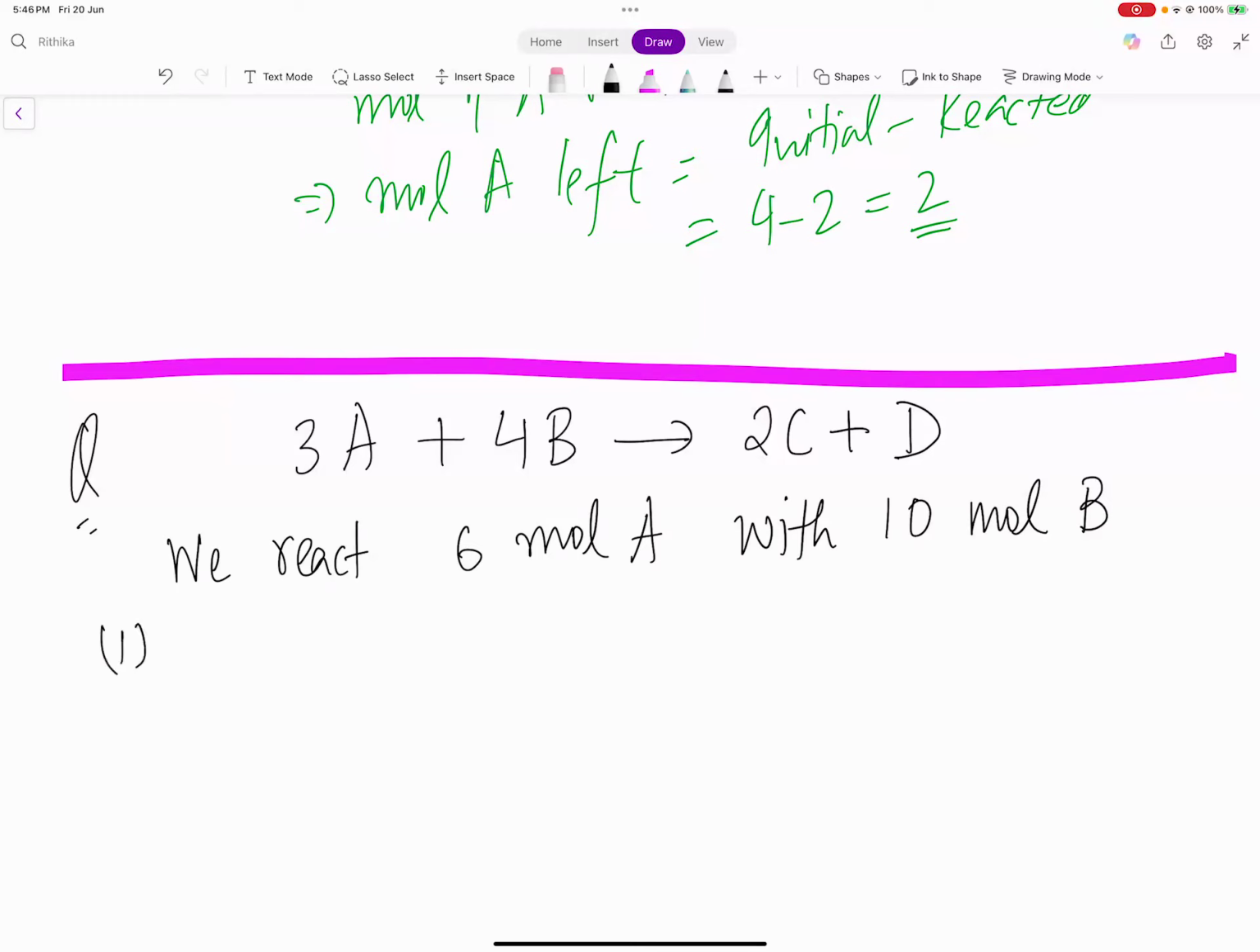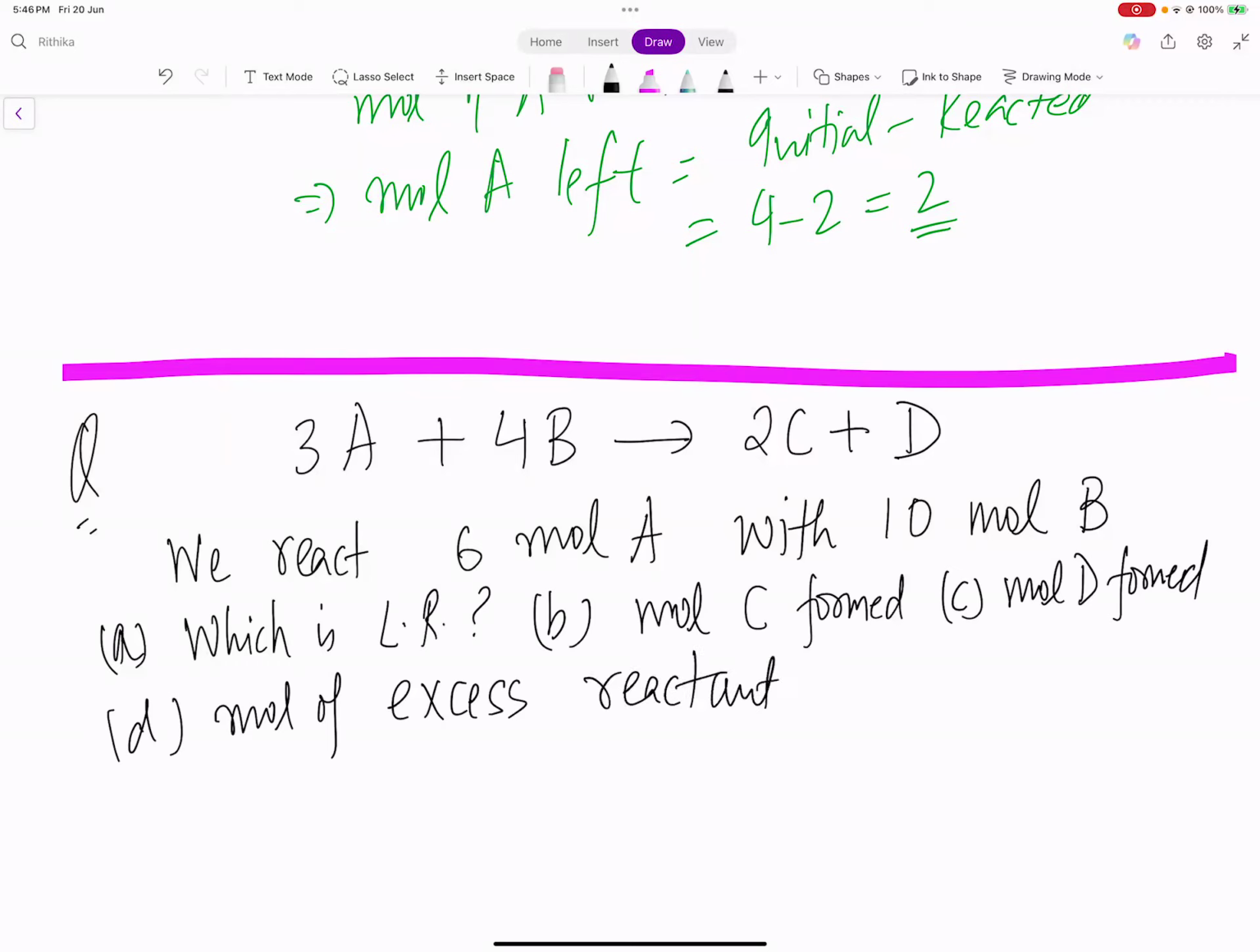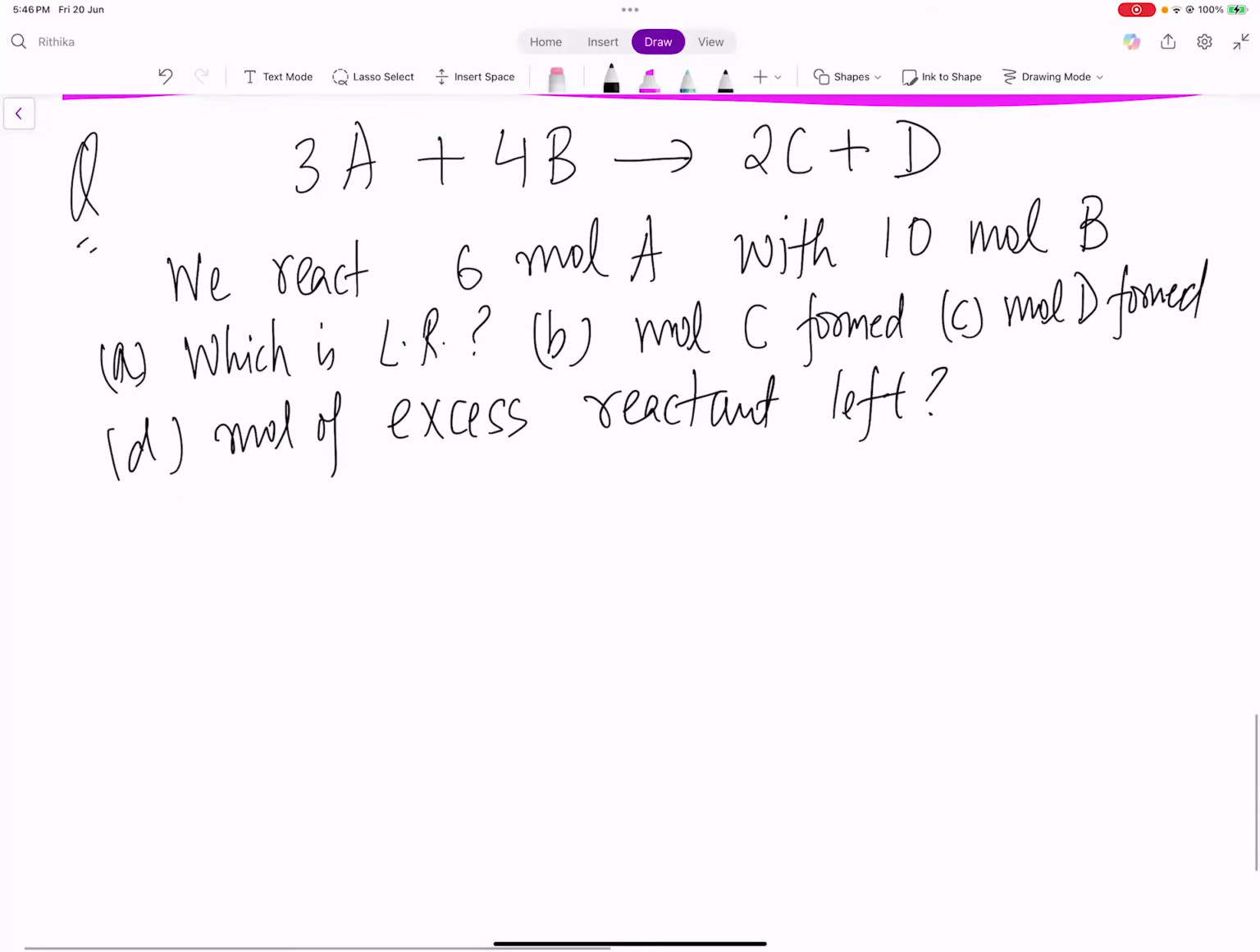Now, first, which is the limiting reactant? That you have to tell me in the A part. B part, mole C formed. C part, mole D formed. And finally, you have to tell me the mole of excess reactant left. Got it? So these are the parts.